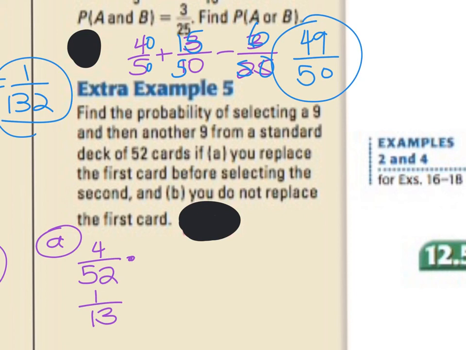And then if I've put it back, which it says the first one, you replace it, how many 9s are there? 4, and there's still 52 cards. So this would be 1/13 times 1/13, or 1 out of 169.